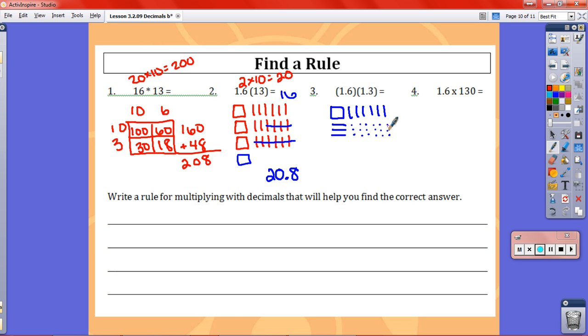And then I get 3, 6, 9, 10. Gives me another of these. 1, 2, 3, 4, 5, 6, 7, 8 hundredths. 1, 2, 3, 4, 5, 6, 7, 8, 9, 10. Gives me another whole. So I have no tenths left, and I have 2 wholes, 2 and 8 hundredths. So there's a pattern happening here.